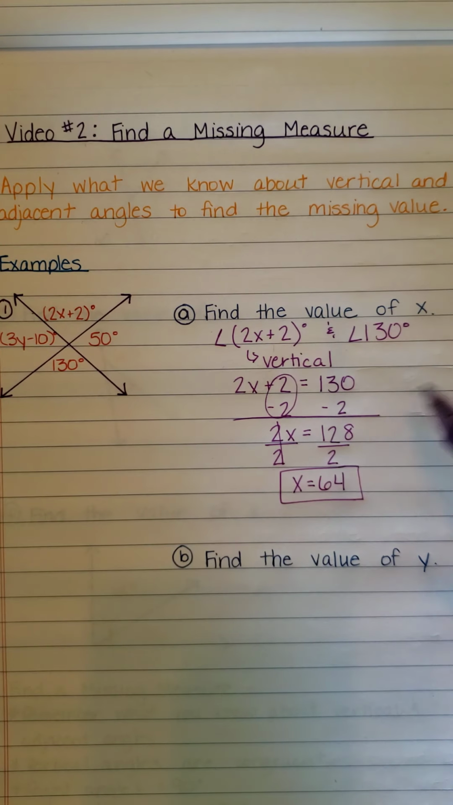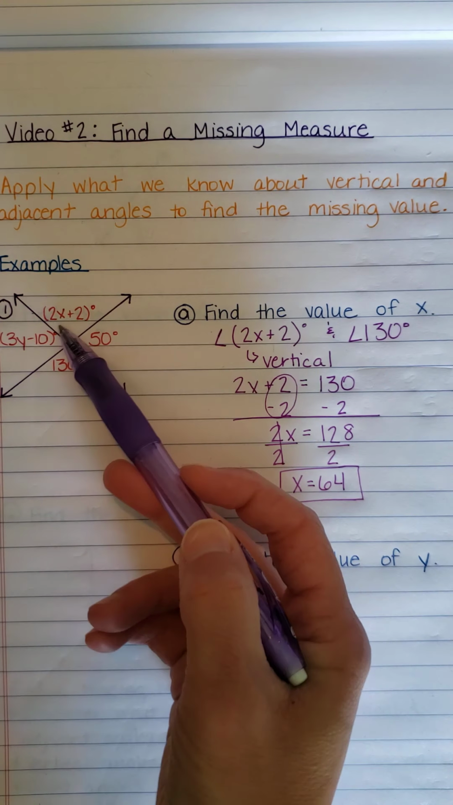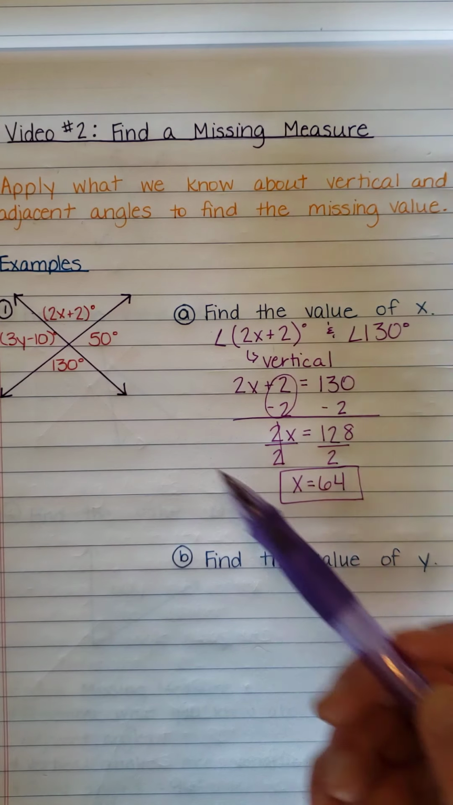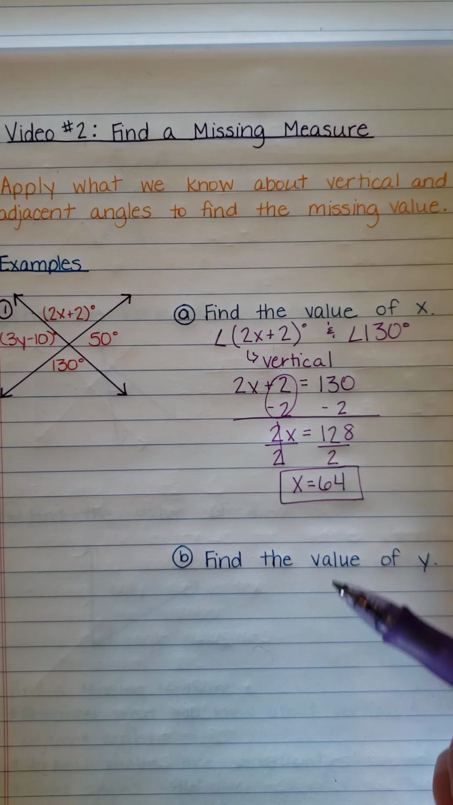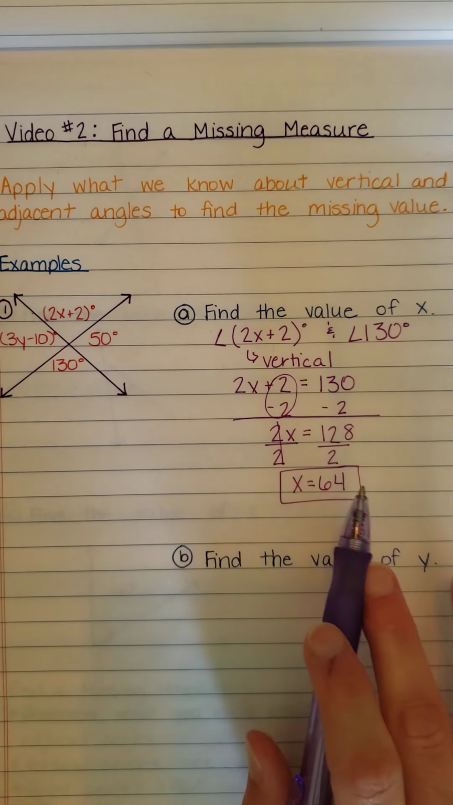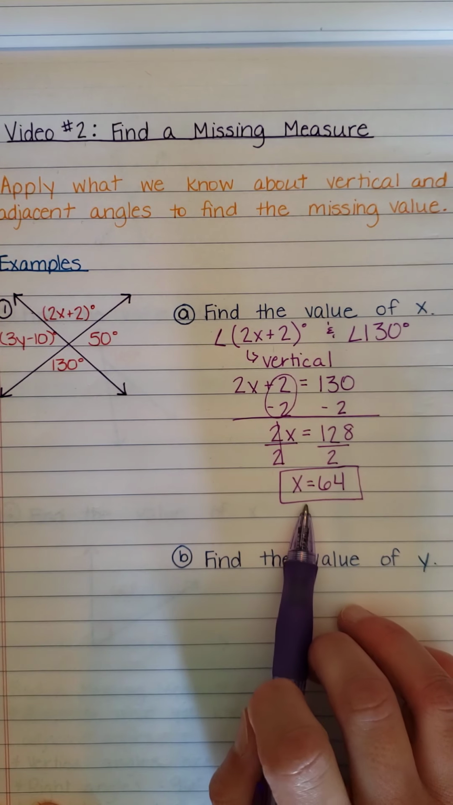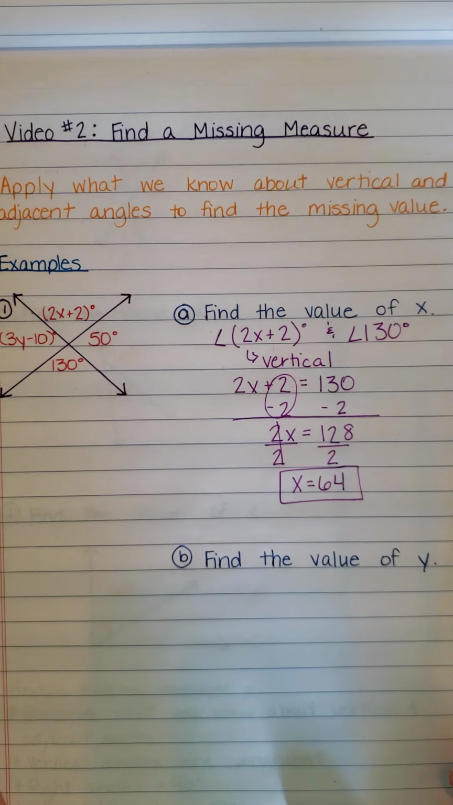So all we're doing here is we're finding the missing value. We're not finding the angle measure or anything like that. We're just finding what that value is. Since these were vertical angles, that means that they're congruent, and that means that they're equal. So we set up an equation, and we know that x is equal to 64.